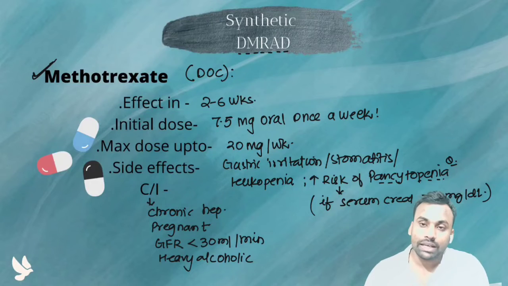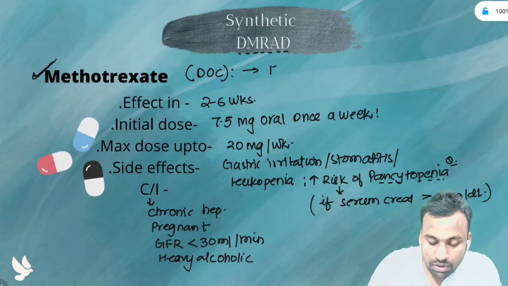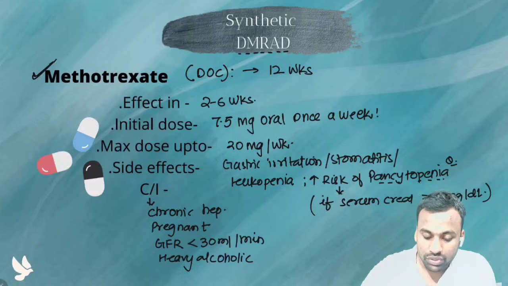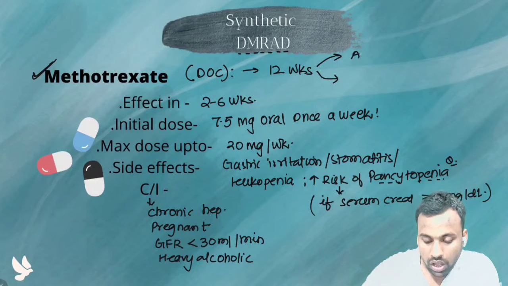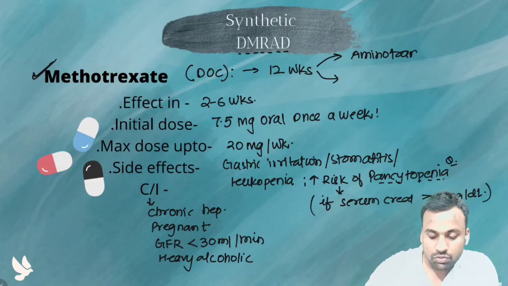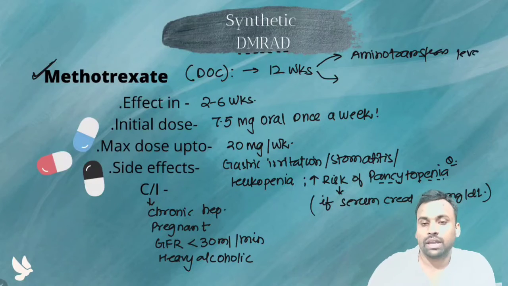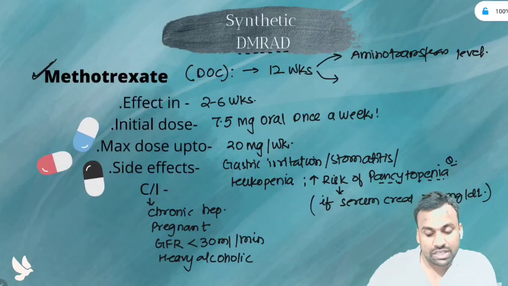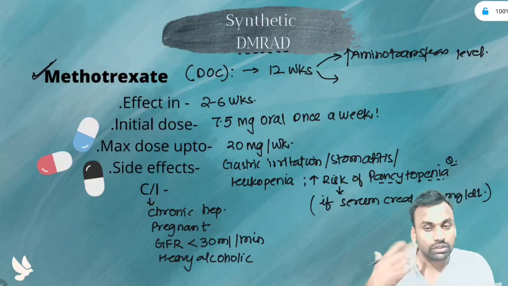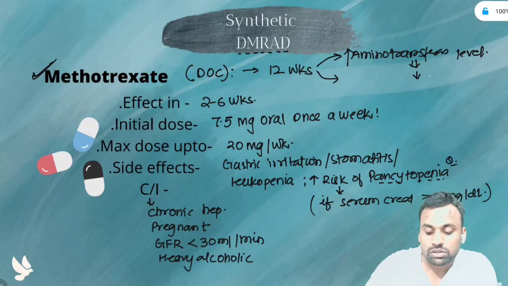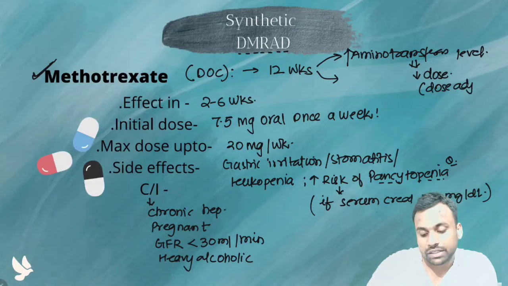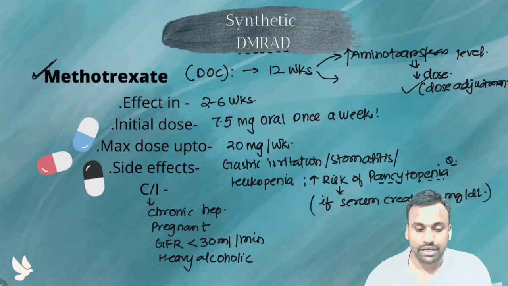We mainly ask the patient to come after 12 weeks, and what we check for is the aminotransferase level. If we find the aminotransferase level increased during treatment with methotrexate, you can decrease the dose. We want to do a dose adjustment.